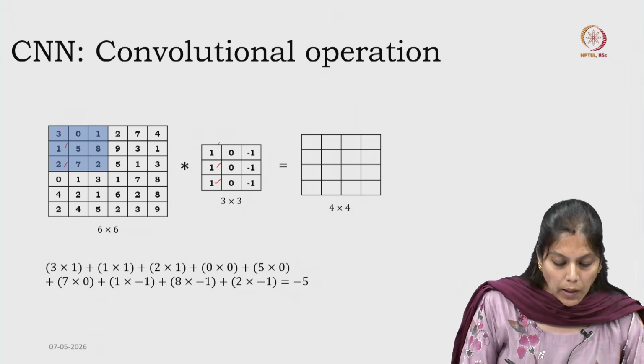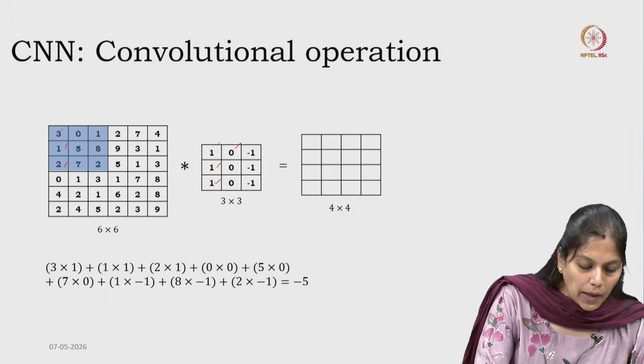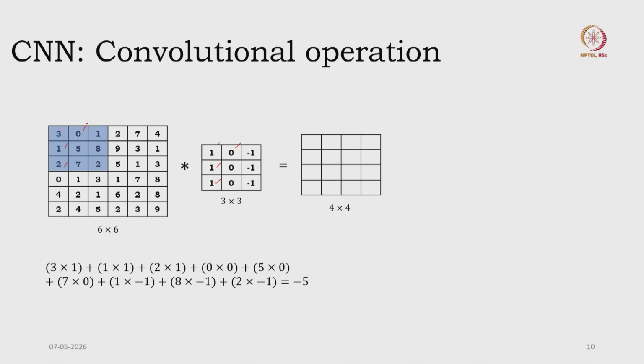Second, when you look into it, 0 gets multiplied with this 0, then we have 5 multiplied with this 0, then 7 multiplied with this 0, then 1 multiplied with minus 1, 8 multiplied with minus 1, and 2 gets multiplied with this minus 1. So, this is the element wise multiplication, and you will do a summation. When we do a summation, we get minus 5. So, this minus 5 is the result of this first operation.